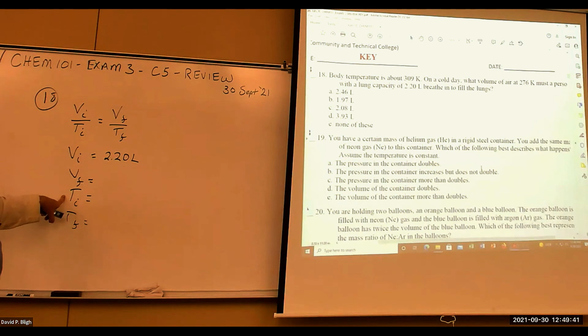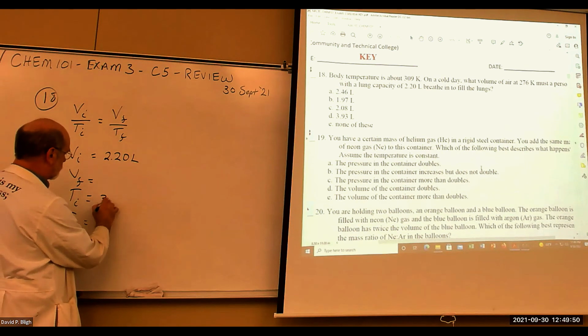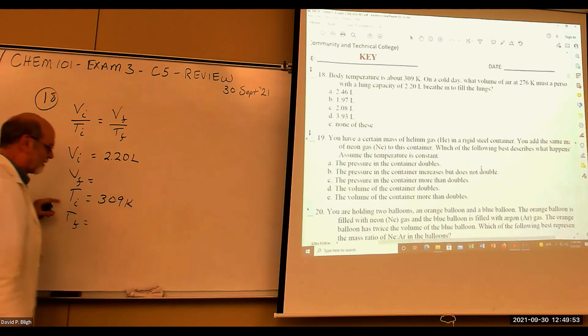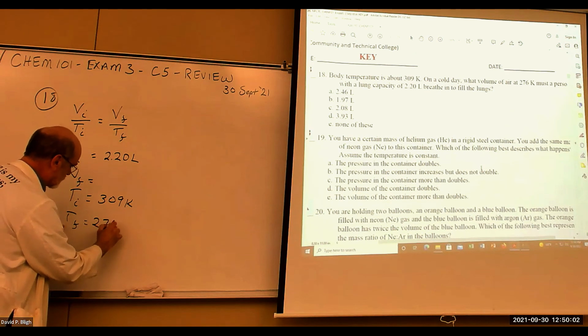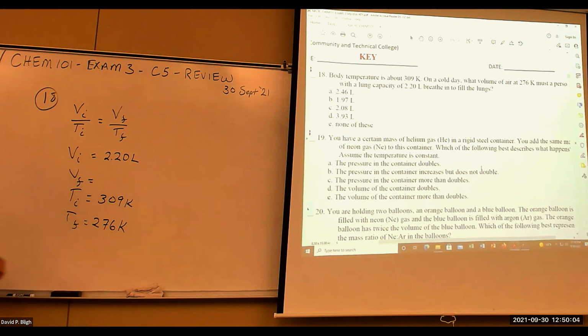Lung capacity of 2.2 liters. That would be at the temperature of the body. This is inside the body, so this has to be 309. Now, the temperature final would be 276. Now, in reality, the final temperature is this one, and the initial temperature is this one. But with this type of ratio, it doesn't matter.